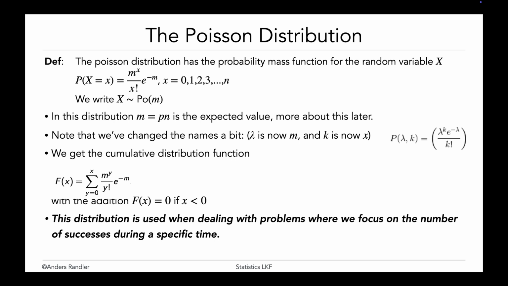So this distribution is used when dealing with problems where we focus on the number of successes during a specific time. Like I said, if you're at the till, how many customers will you have, for instance, in an hour, if you know the average rate that you usually have. So if you know that the average rate is 7, you can then calculate the probability that you will have 10 this hour. You would then use this formula.